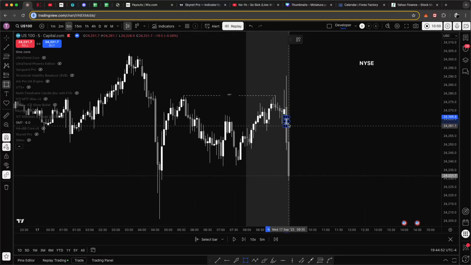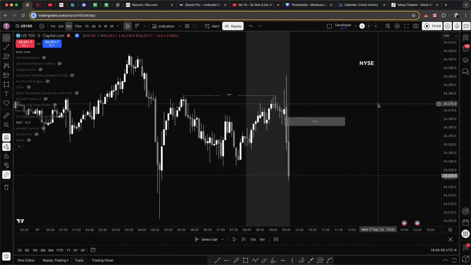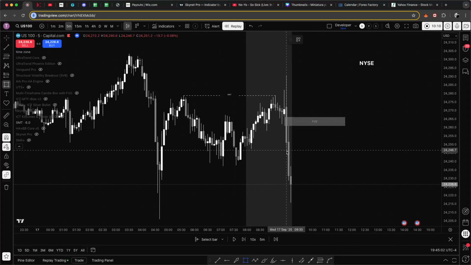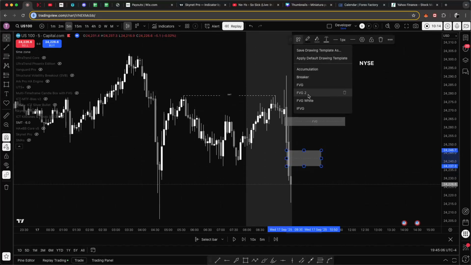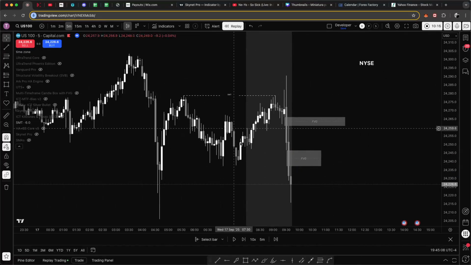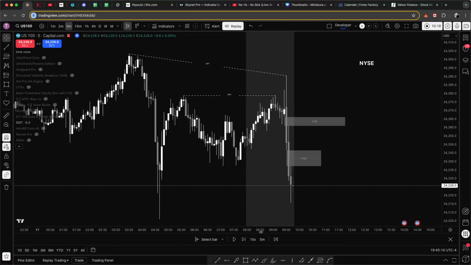Displacement to the downside. What's another thing you're seeing here? We created a first bearish fair value gap after that move, right? We keep waiting, and oh, we're building another fair value gap right here. You have two fair value gaps now to the downside. I still don't get anything. You see, still no, don't have any SMT.